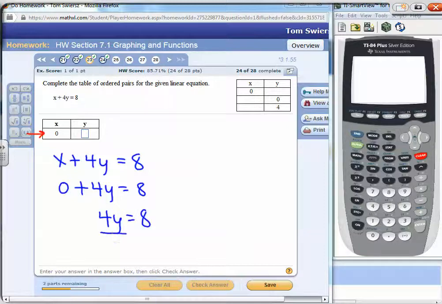To solve for y, to make the coefficient 1, divide by 4. 4 divided by 4 is 1. 1 times y is y. So y is equal to 8 divided by 4, which we know is 2. So when we put the value of 0 in for x, we solve for y, and we get y equals 2.